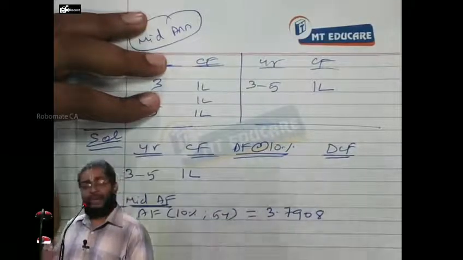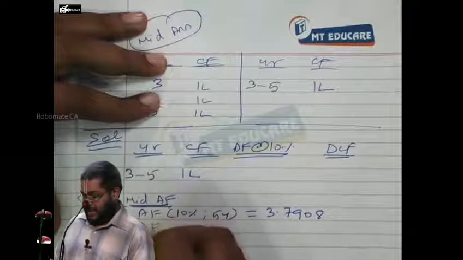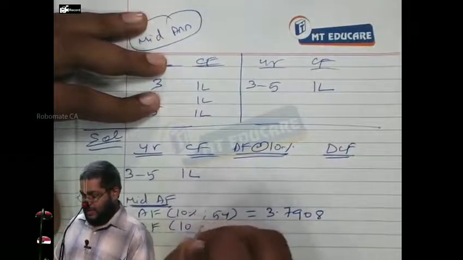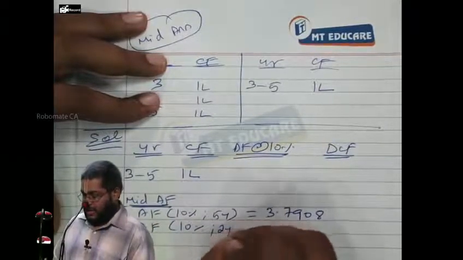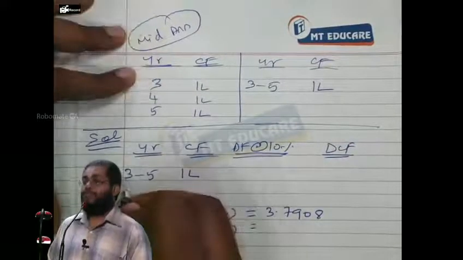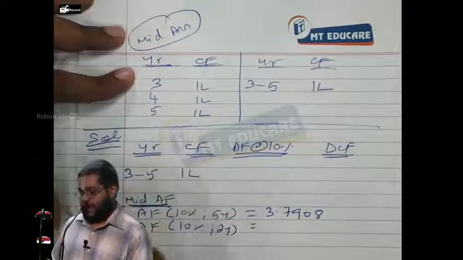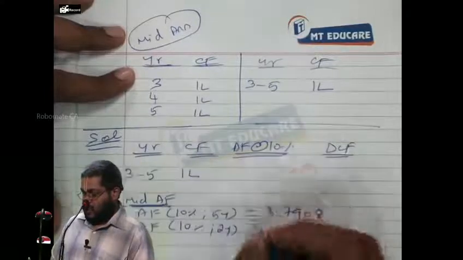3.7908. Number correct? No. Next is what? Annuity factor. What percent? 10%. How many years? 2 years. Now don't include 3. Just stop with one number before that. Annuity factor, 10%, 2 years.